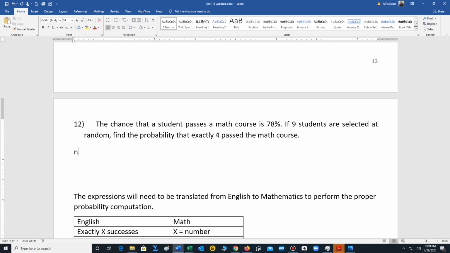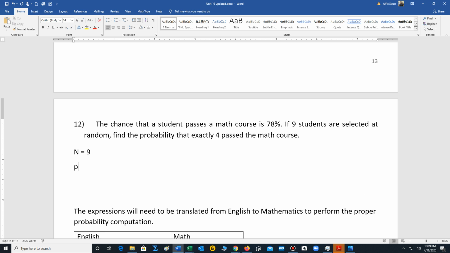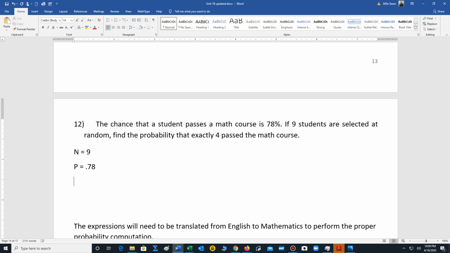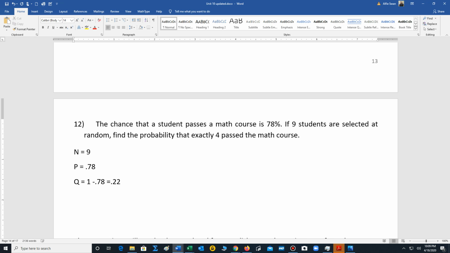Well, n, our number of trials, is 9 students. The probability that a student will pass the class is 0.78. The probability that the student will not pass is 1 minus 0.78, which gives us 0.22. And we want to know the chance that 4 of them pass the course. It's a binomial distribution problem. There's a fixed number of trials, there are 2 outcomes, either they pass or they do not pass, and the probability of success remains the same per trial.